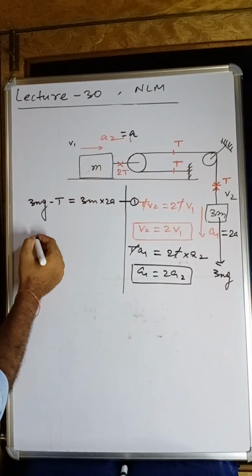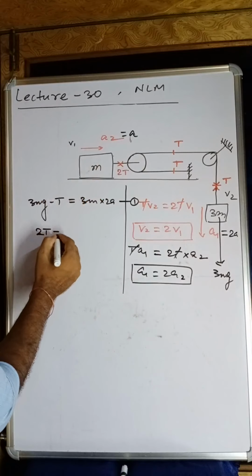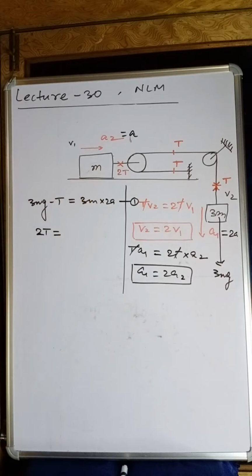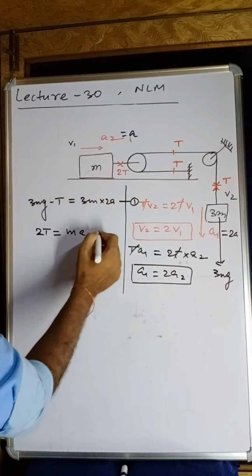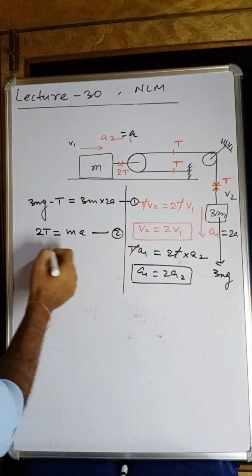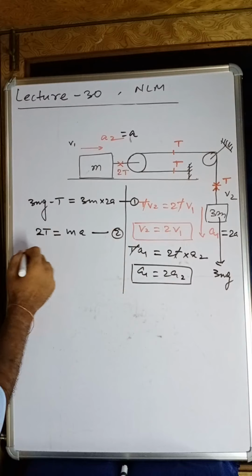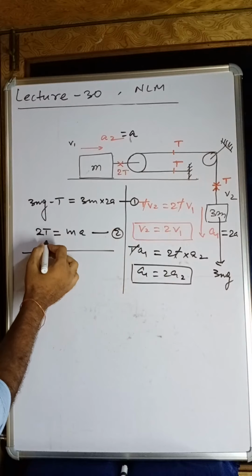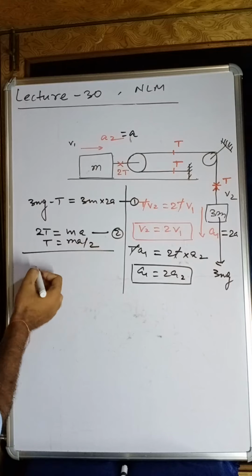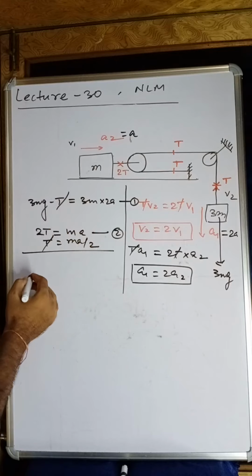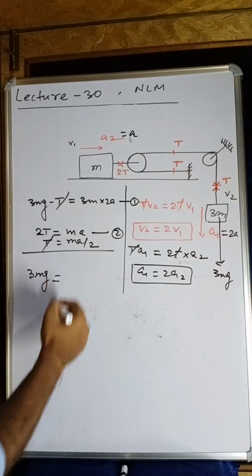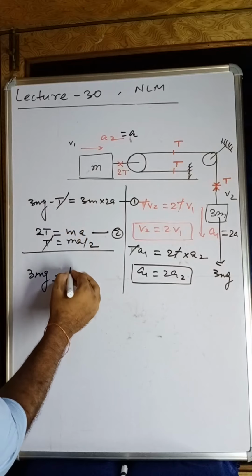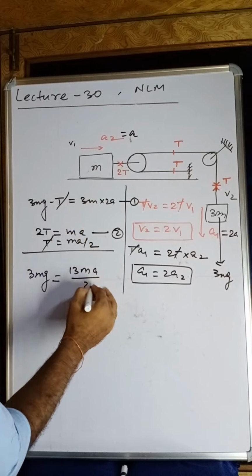For this one we can write that 2T is responsible to move this body because no force is acting to stop this block or against the 2T. So it is twice T equals m times A2. It is A. This is equation number 2. Alright. So we can write T equals mA by 2. Then this will be cancelled out, and we will have 3mg equals 6, 12 and 13 mA by 2.